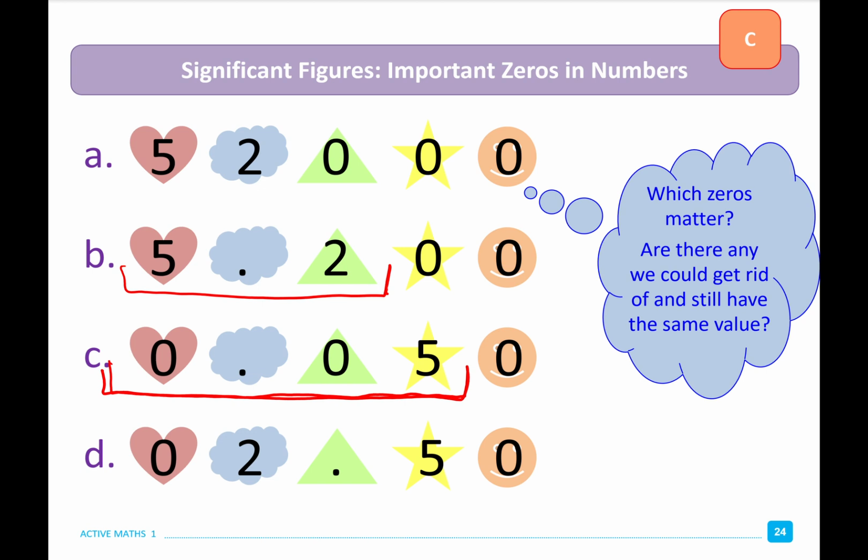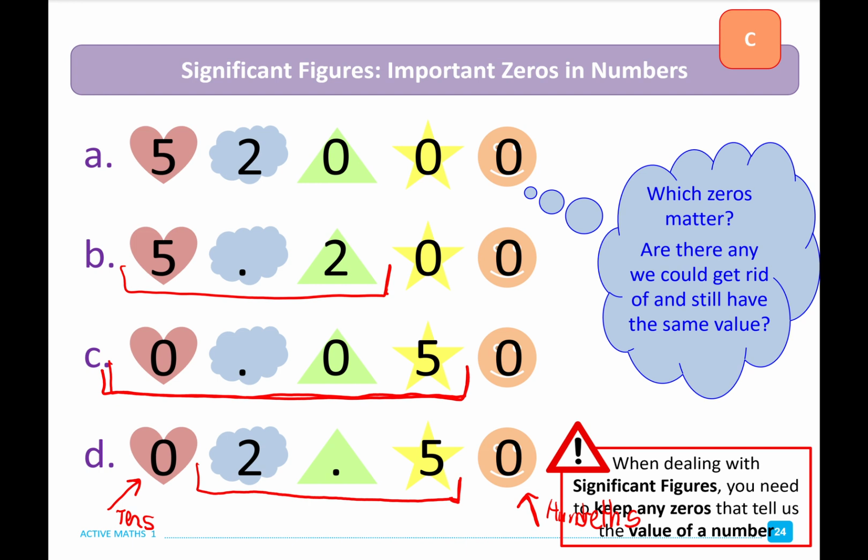What about in D? Well, we have 02.50. In this case, the 0 in our tens does not tell us anything about our number, and neither does the 0 in our hundredths position. Therefore, we can get rid of both of these. When dealing with significant figures, you need to keep any zeros that tell you the value of a number.